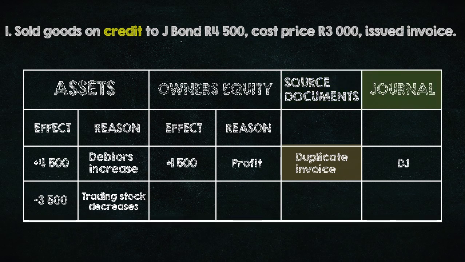Let's look at the journals. Debtor's journal, in short DJ, is used as the first entry for credit sales of the business. Now we use the debtor's journal only if the business sells its goods on credit. But we'll learn about this a bit later.